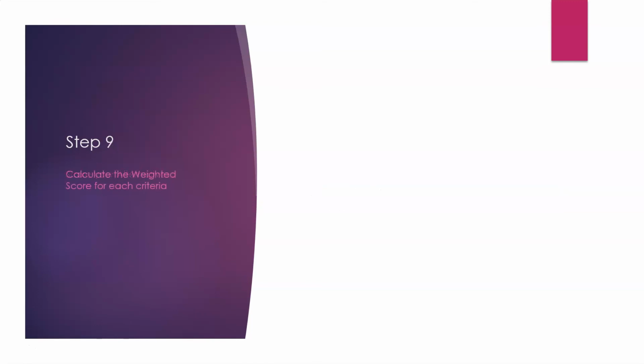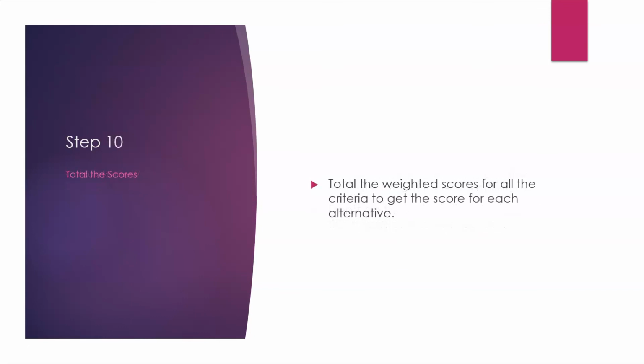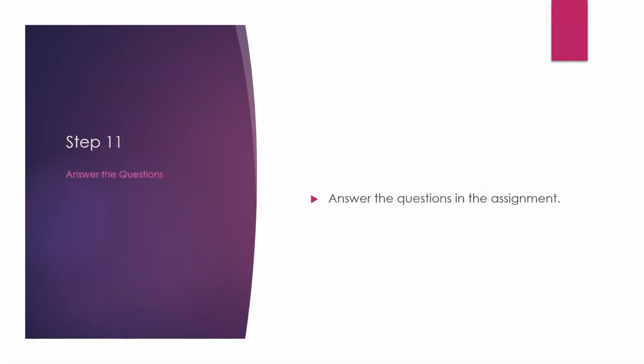In step 9, you calculate the weighted score for each criterion. Create a formula to calculate the weighted score for each criterion, but don't do the calculations by hand. Use the power of the spreadsheet. That's really one of the key points that we're trying to learn in this lesson. Step 10, total up the scores. Total the weighted scores for all the criteria to get the score for each alternative. Step 11, there are some questions that go along with the assignment, so answer those in a separate document. And step 12 is submit your assignment through Teams.